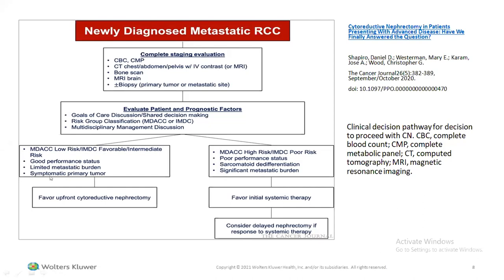By looking at the performance status, which I already discussed, the patients who have limited metastatic lesions, like a single lesion or oligometastases, and the location of the lesion is very important. And looking for a symptomatic primary tumor. So these are the ideal candidates who can go for cytoreductive nephrectomy.